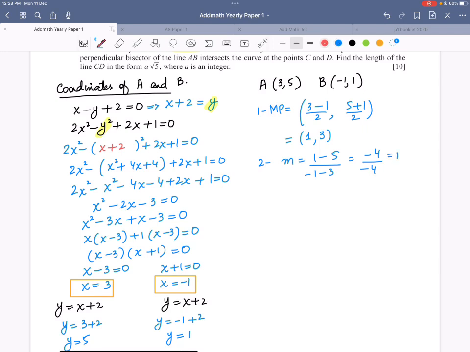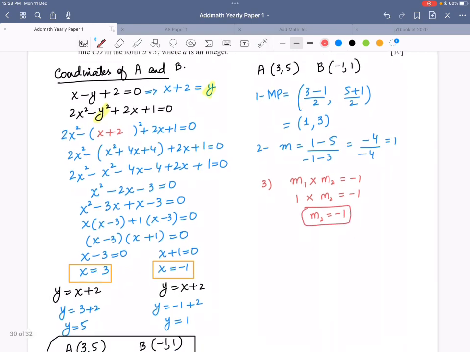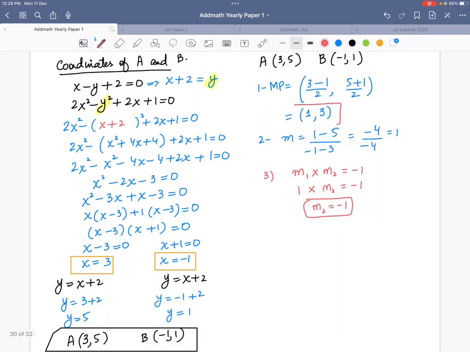Third, we need to apply the condition for perpendicular gradients: m1 times m2 equals -1. So m1 is 1, and m2, what we are looking for, equals -1. So you get the value for m2 equals -1. Alright, so we have the gradient and we have the point as well. For the equation of a line, we use the working formula y minus y1 equals m times (x minus x1).